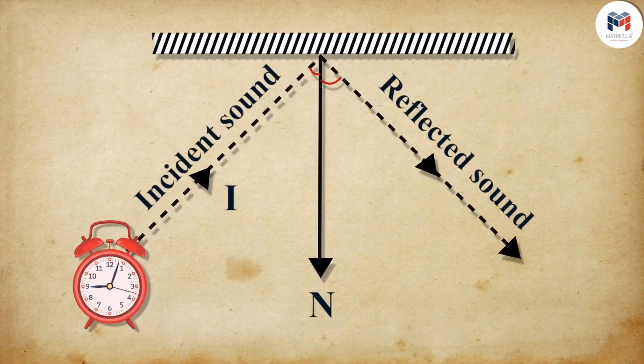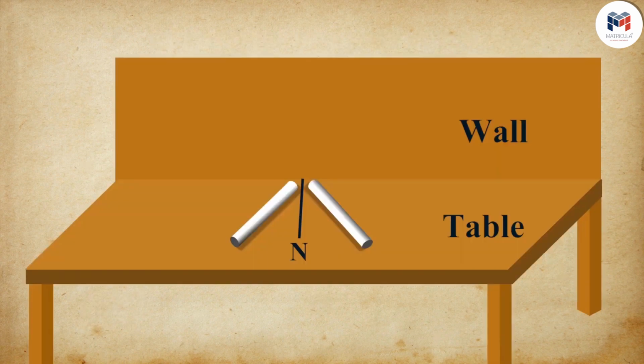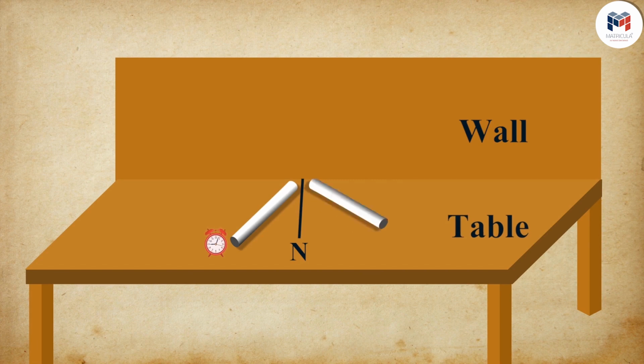Now, let us perform a simple experiment to understand the relationship between the angle of incidence and the angle of reflection. Take two identical pipes of sufficient length as such. Place them on a table near to a wall as shown in this image. Now, place a clock or a vibrating mobile phone at one open end of one of the pipes. Then, try to hear the ticking of the clock or vibration of the phone by placing your ear in the open end of the other pipe.